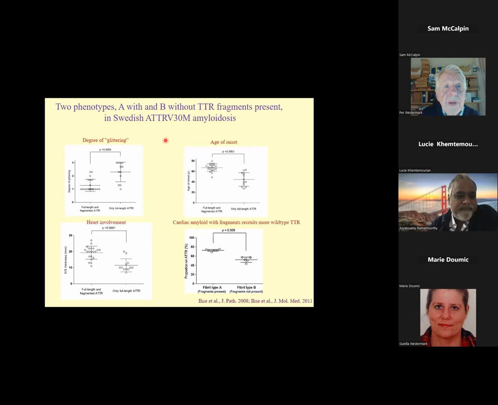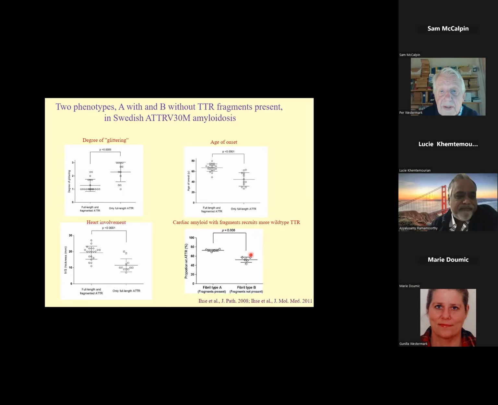Here you have some data on the two phenotypes, A and B, with heart involvement measured as interventricular septum thickness, with a thick septum in type A and a thinner septum in type B. But more important here, I think, is how much wild type there is in the cardiac amyloid of these patients. There is a big difference. And these are from patients that have not been treated in any way.